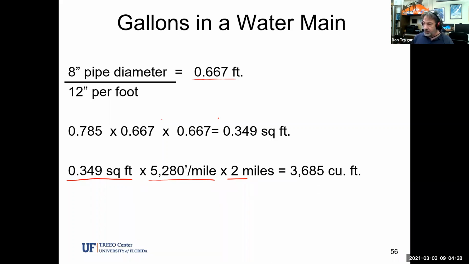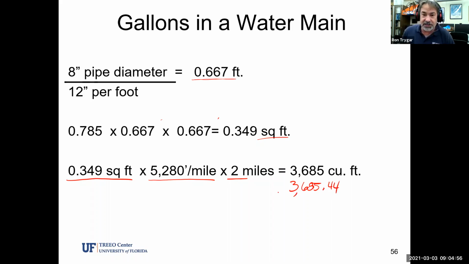So I'm going to double check this work here and see if they have the same thing I get. So 0.349, which is my square footage, times 5,280 feet for 1 mile. And we said there's 2 miles there. So I got 3,685.44. 3,685.44 is what I've got.